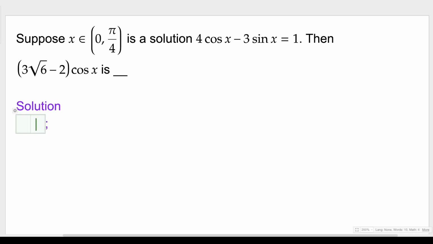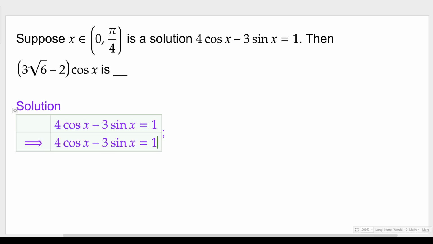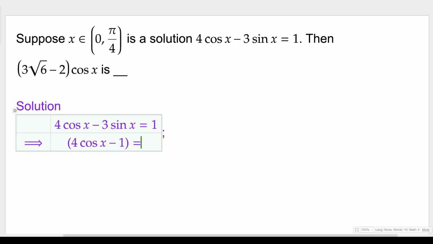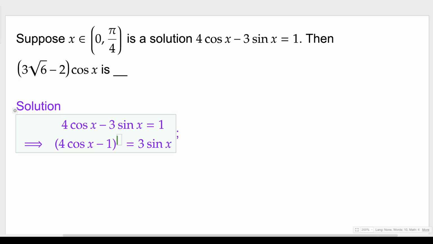Now here, first of all, we'll consider this given equation. So I'll just put down this equation over here. Now I'll try to resolve this particular equation. I will square both the sides so that I can generate some expression by which I can apply identities. Before squaring, I will subtract 1 on both sides, so this 1 will be taken off, and I will add 3 times sin x on both the sides. So now I will square both the sides.